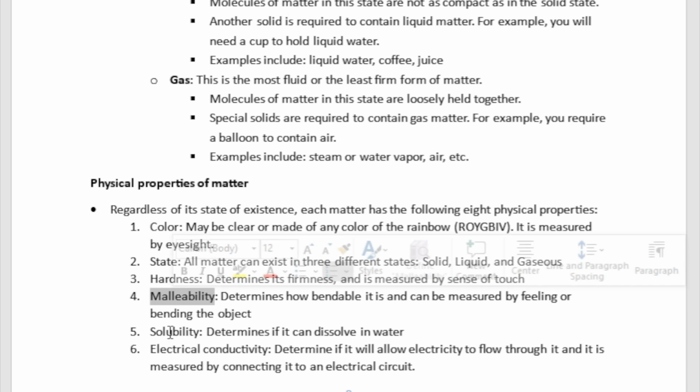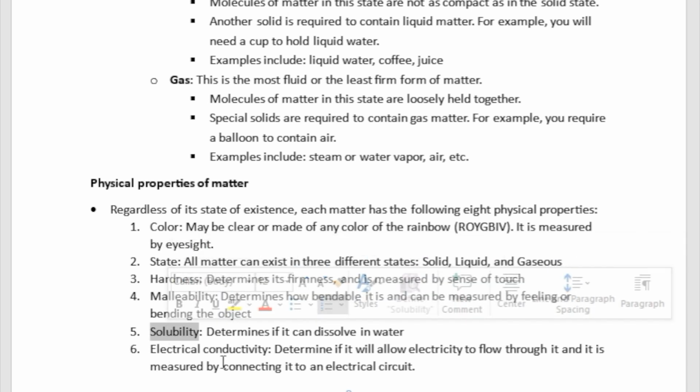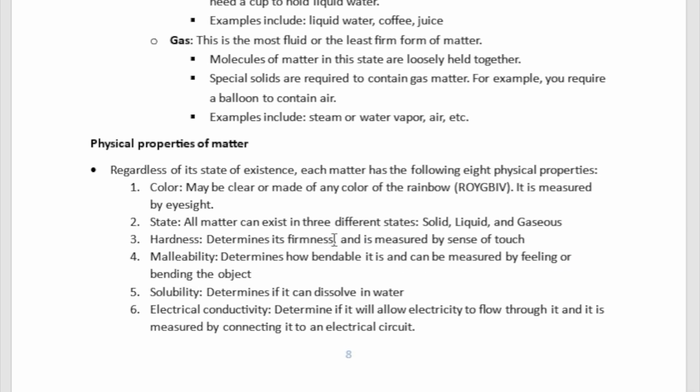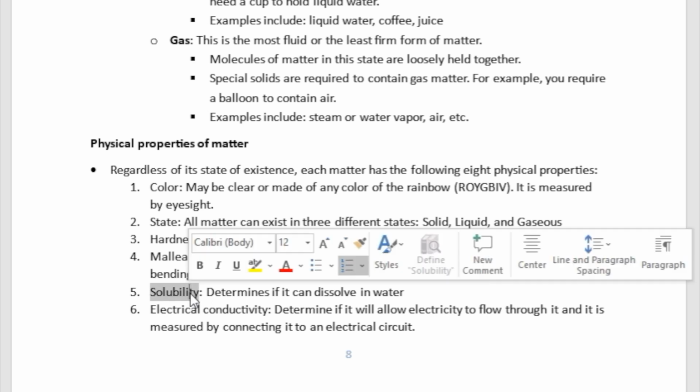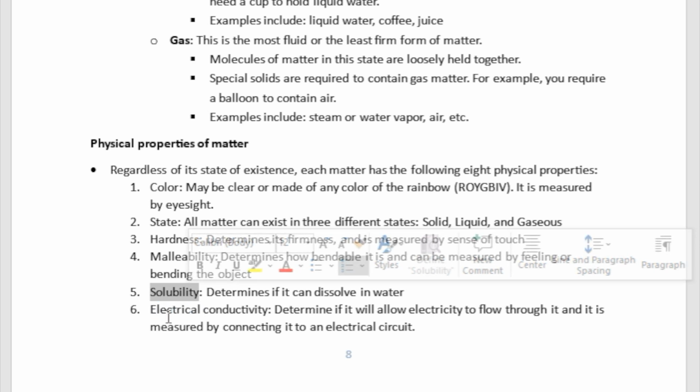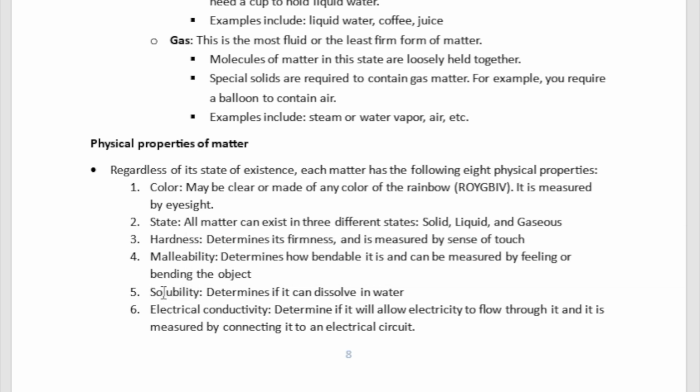What about solubility? Solubility determines if the matter can dissolve in water. So for example, ice, if you put it inside water, is going to dissolve. Salt, if you put it inside water, is going to dissolve. So you call those things really soluble inside water. But then other things like your coin, if you were to drop your coin inside a pool of water, it's not going to dissolve because metal is not soluble in water, right? So solubility is going to be another property of matter.